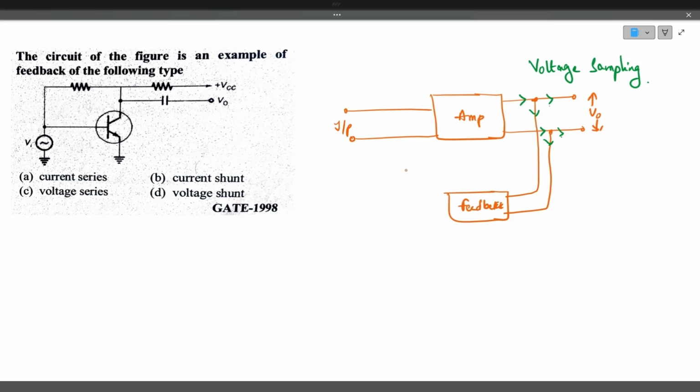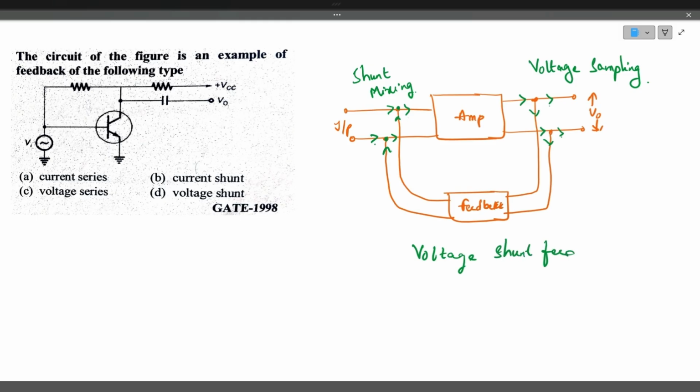Now, how are you feeding to the input? If you are feeding to the input in the same manner such that the current divides again. Even here, if you see, the current will come here. Here the junction forms. So there is a current division rule that applies here. So this is called shunt mixing. Such a circuit is called voltage shunt feedback. Voltage shunt feedback circuit.